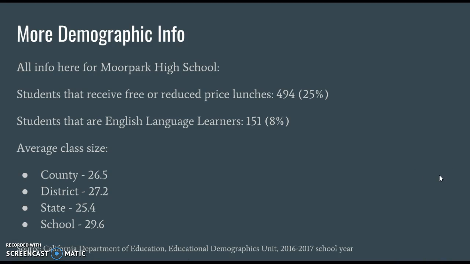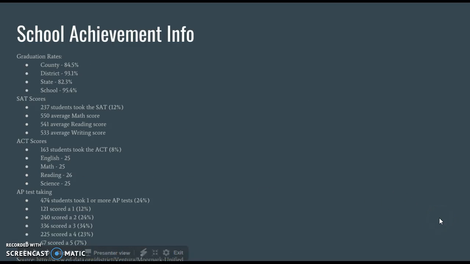Students that receive free or reduced lunch prices, it's about a quarter of the population. About 10% of the population are English language learners. And we will talk about this class size difference in a bit, but you'll see here the school numbers is 4 higher than the state, 2 higher than the district, and 3 higher than the county.